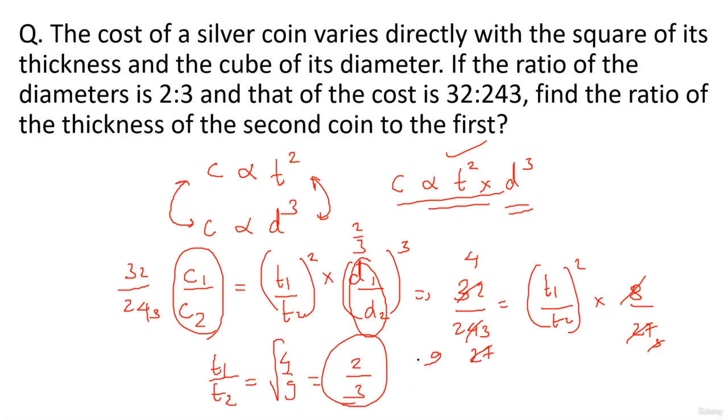No, that's not the answer. The question demands to find the ratio of the thickness of the second coin to the first. So whatever answer we got, we have to invert it. The answer is not 2 by 3. The answer is 3 by 2. And in ratio form this will be 3 is to 2. That's the required answer.